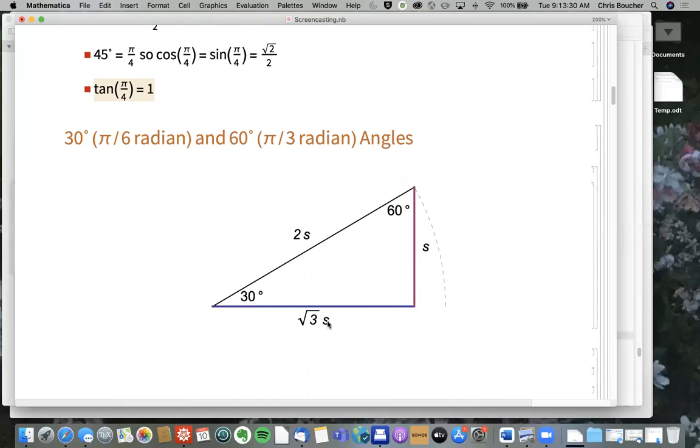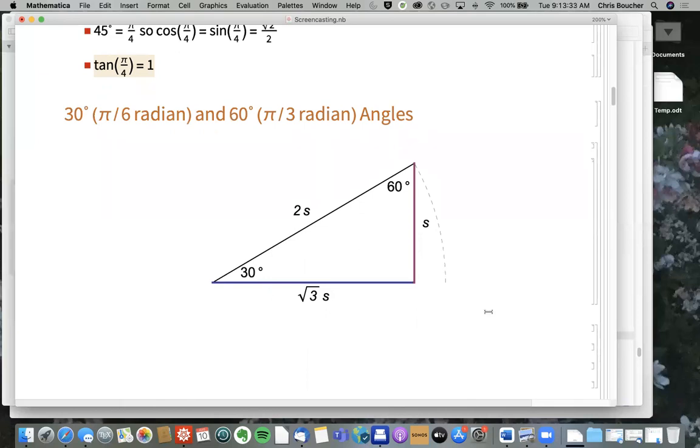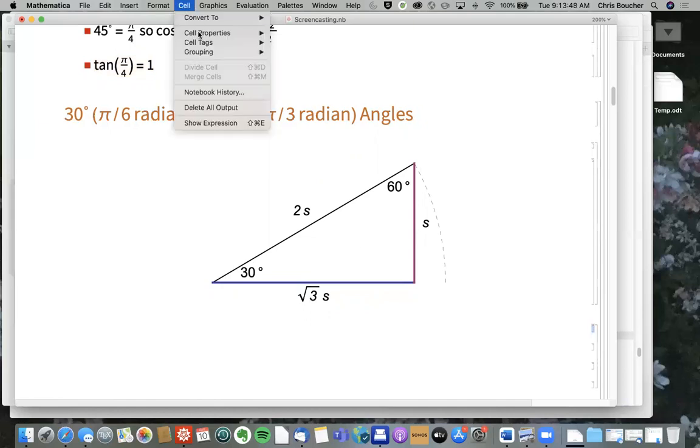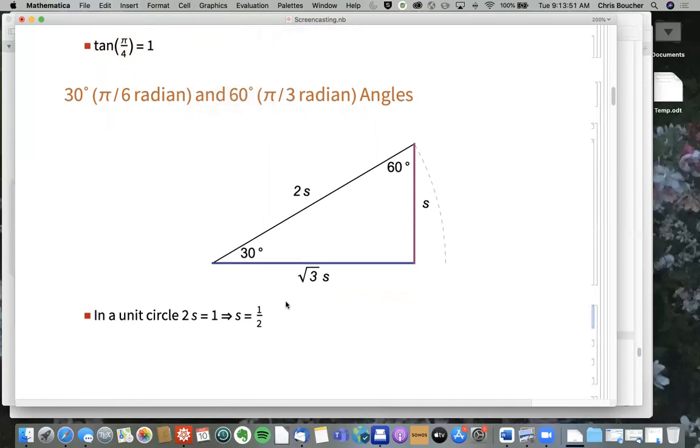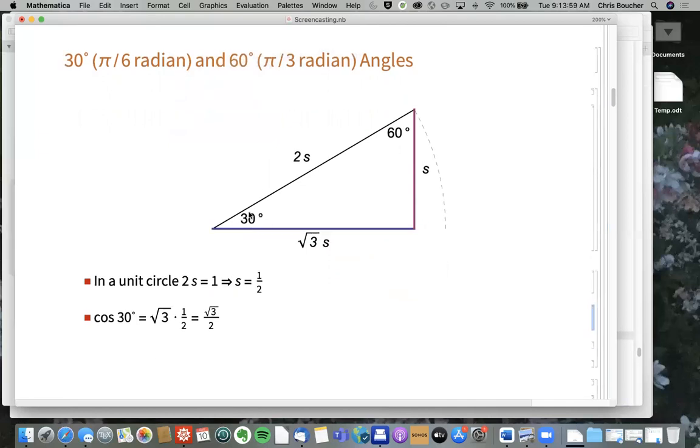Again, that's sort of review from geometry, so I'll just kind of take that as known. That's something you probably did in geometry class in high school. In any event, once again, because the hypotenuse is the radius of a unit circle, it's equal to 1, which means s has to be 1/2, right? So I can quickly figure out s. And if I know s, then I know all the sides of this triangle, right? 2s equals 1, so s is equal to 1/2. And therefore, the cosine of 30 degrees, remember cosine is the blue segment, right, the x coordinate. So that is the square root of 3 times s, which is the square root of 3 times 1/2.